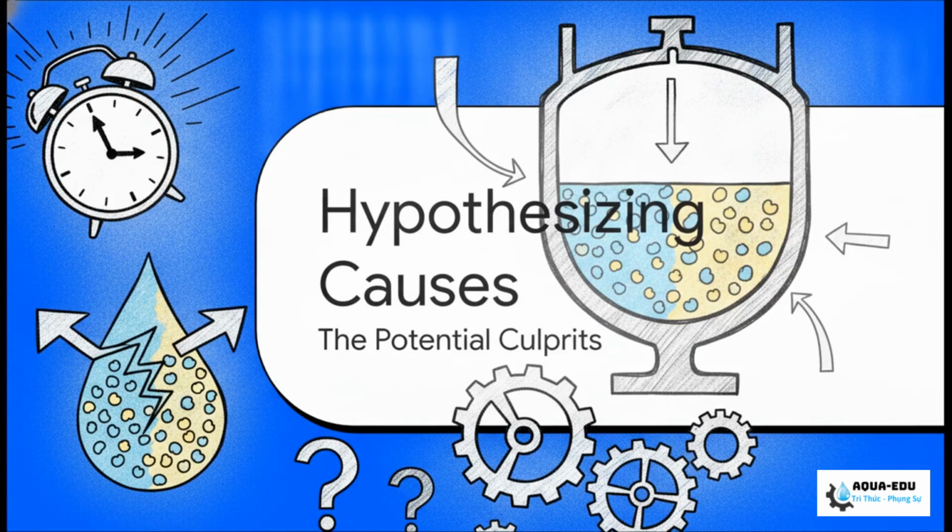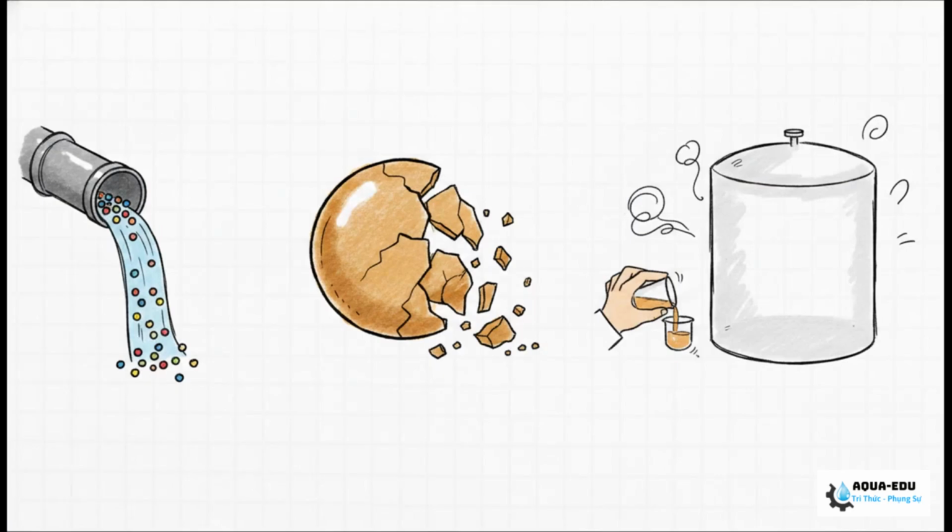Let's move to part 3, hypothesizing the potential causes. So, the alarm is ringing. We have a severe resin imbalance on our hands. Now we need to hypothesize exactly what physically went wrong inside that vessel. When the ratio is thrown off, it essentially comes down to one thing: missing resin. But where did it go? There are 3 main culprits we always suspect. First, loss during backwash, literally washing your incredibly expensive resin right down the drain.